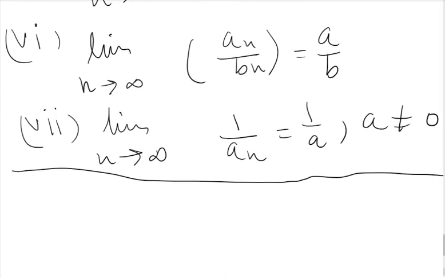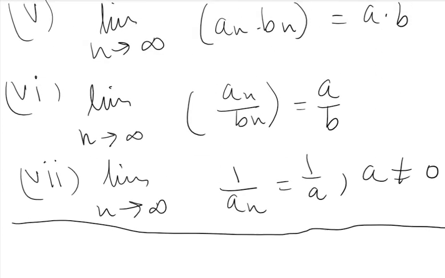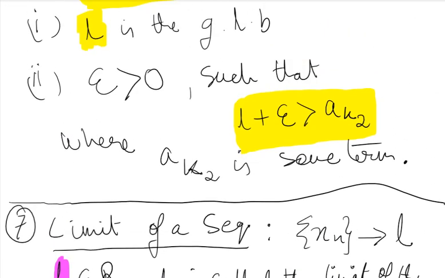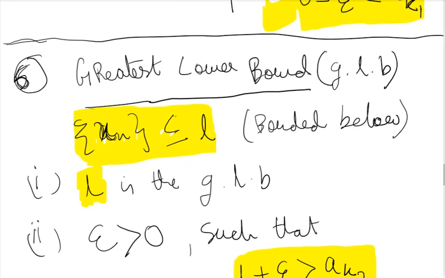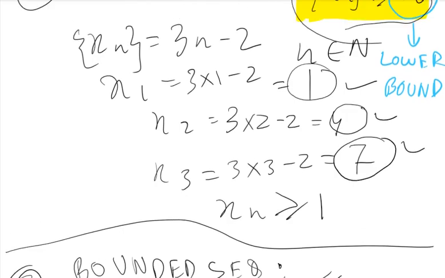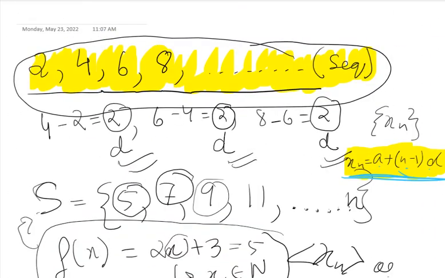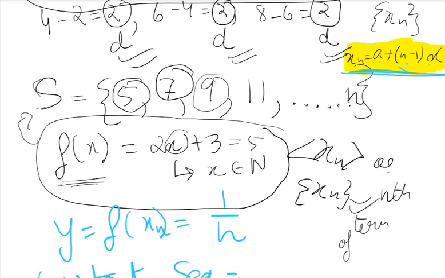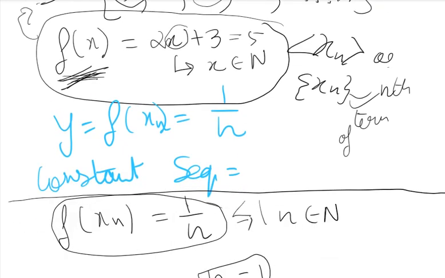Alright, so these were the algebra on limits. So what did we learn today? We learned many things today, and I want to go back and recapitulate. We learned about sequence, how to write a sequence, how a sequence is a type of function, and how we can write values of n, and slowly get the values of f of x for which a sequence will come out, and those values will belong to some set that you have taken.